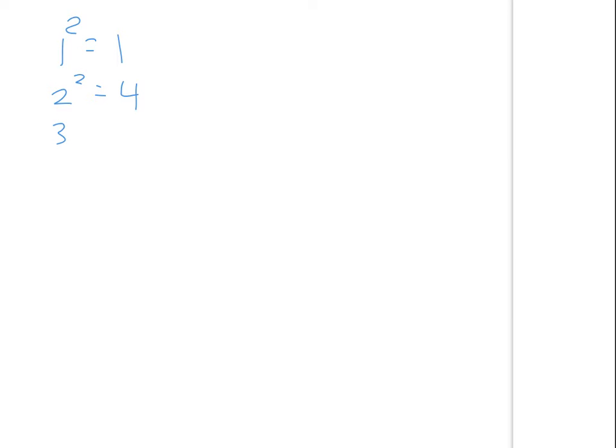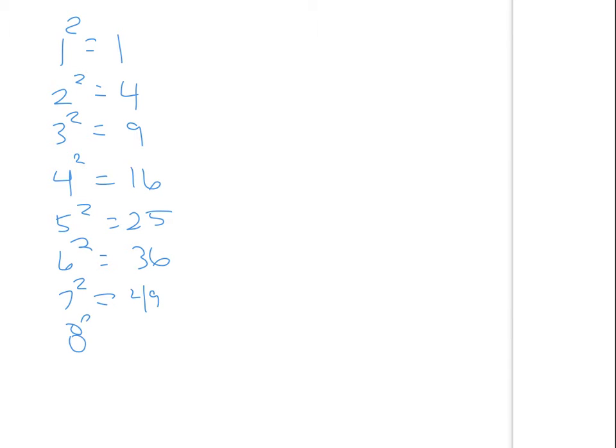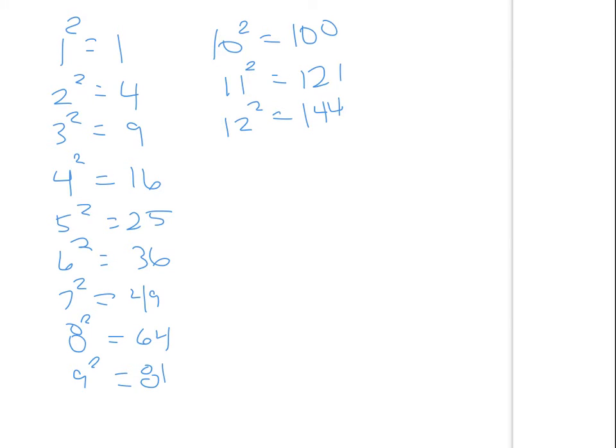So 2 squared is 4, 3 squared is 9, 4 squared is 16, as we just talked about, 5 squared is 25, 6 squared, 6 times 6, that's 36. 7 squared is 49. 8 squared, 64. 9 squared is 81. 10 squared, 10 times 10, I hope you all know that one's 100. 11 squared is 121. 12 squared is 144.